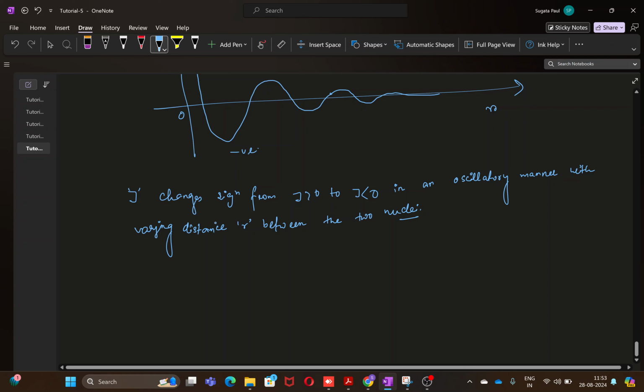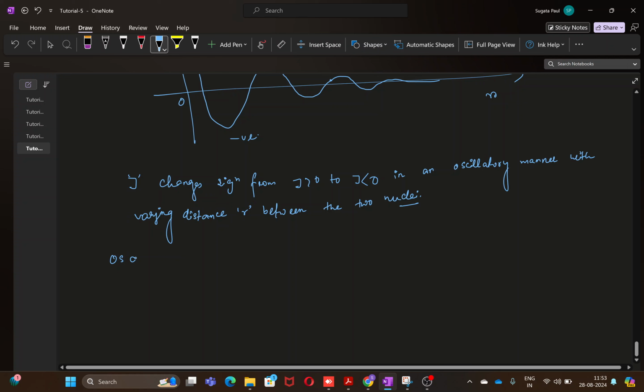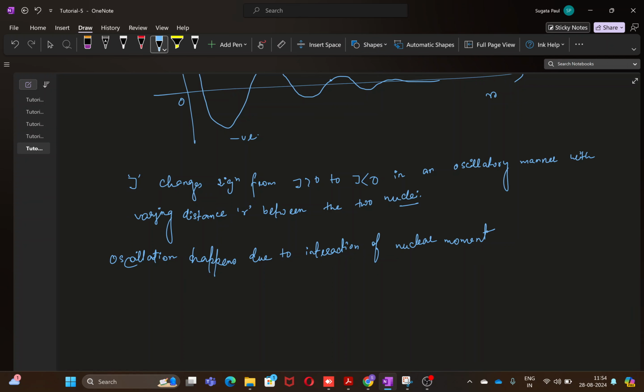And this oscillation is observed because it is explained that it happens because of the interaction going on between the nuclear moment and the conduction electron. Because this is an indirect or via kind of interaction, first of all the conduction electrons will directly interact with the nuclear moment that is present, and then via that interaction will be interacting indirectly with the other nuclear moment. So first of all, the interaction of the direct nuclear moment and the electrons will happen, and that will cause this oscillatory kind of feature in the J value with the distance r.